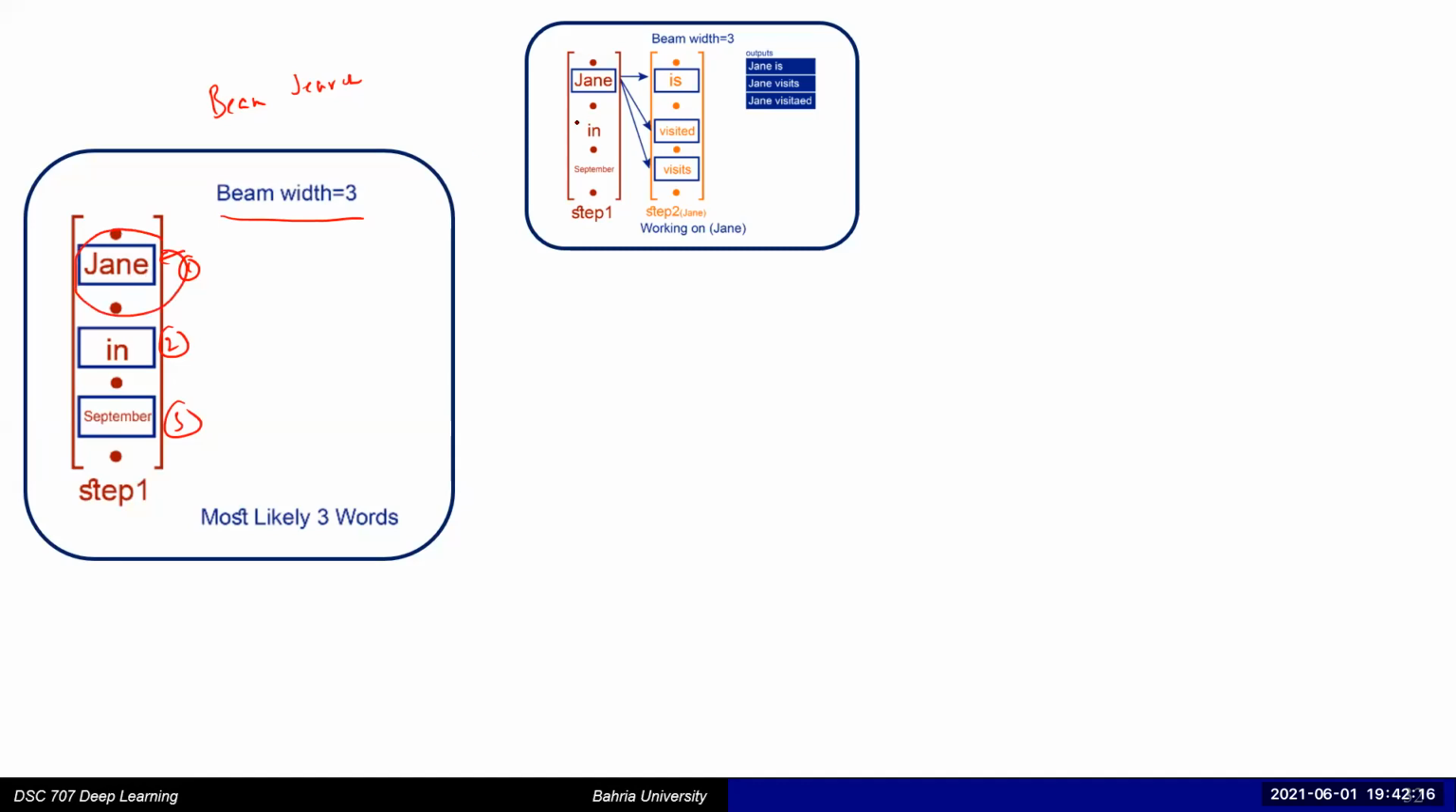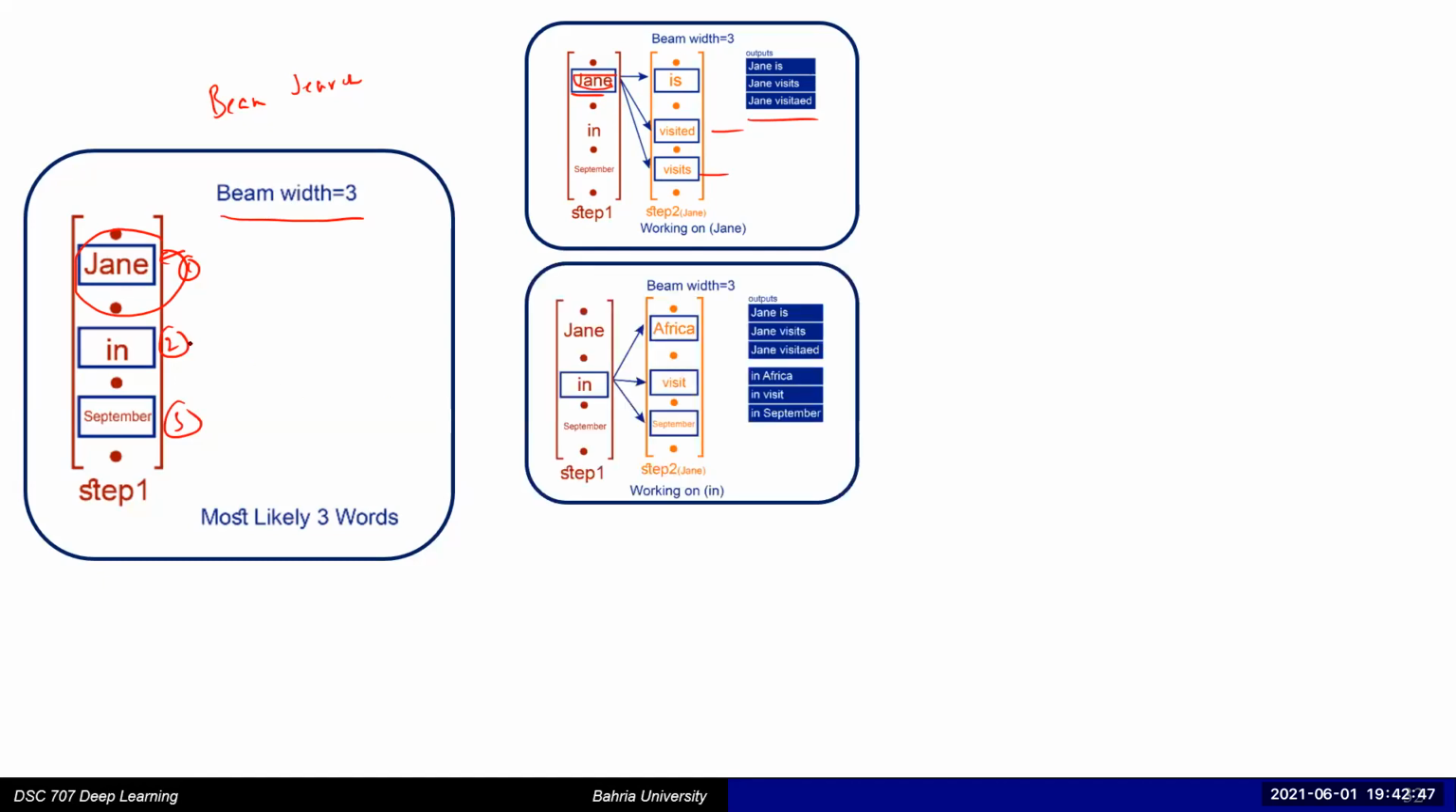Okay, we fix this first word and we say, if this is the first word, what are the three most likely choices for the second word? I have fixed this first word, which is Jane, and I say, out of 10,000, if the first word is fixed to Jane, what is the most likely second word? Maybe "is". What is another choice? The second most likely word, maybe "visited" and "visit". So this will give me three combinations.